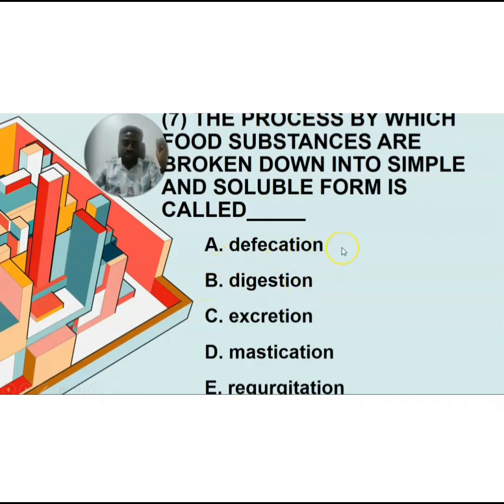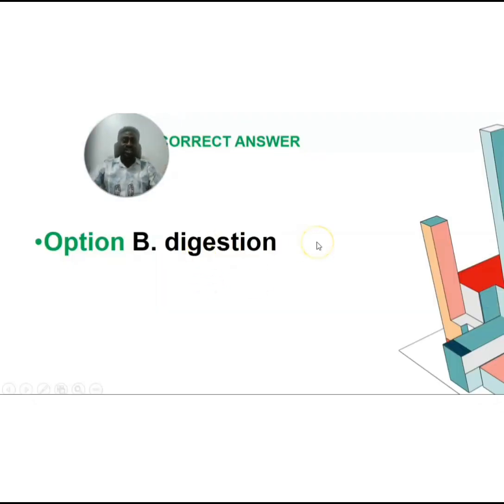Defecation is when you remove excreta, like the excreta that was stored in the rectum. It is released to the external environment from the anus. So that's not the answer. Excretion is the process of removing waste product of metabolism from the body to the external environment. Then mastication is when we chew on the food we have in our mouth. Then regurgitation is when we bring out or vomit what we ate earlier. So the correct answer here is option B, digestion, as you can see in the answer slide.